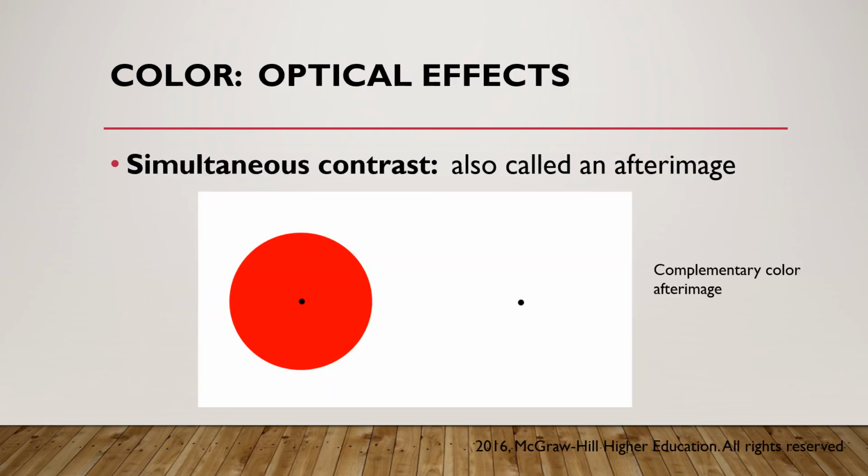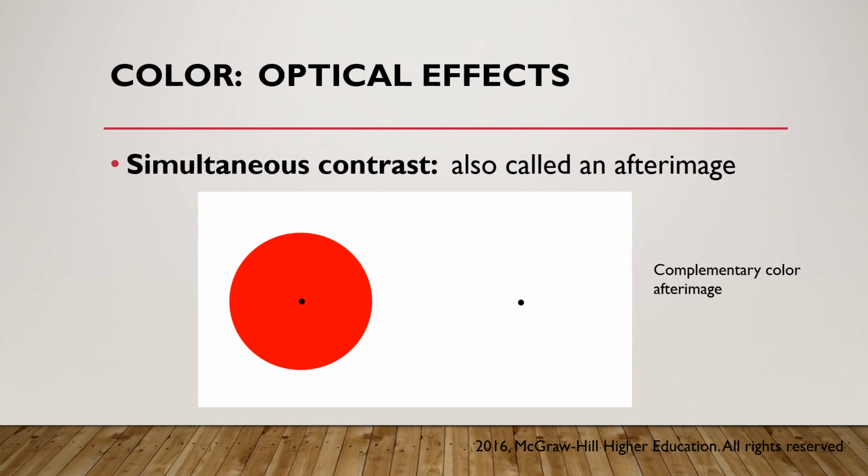All right, color can also be used to create optical effects, just like the Bridget Riley example, where the black lines were curved and they were further apart in some places and closer together in others, and how that created a value change that made it look like the paper was rippling.